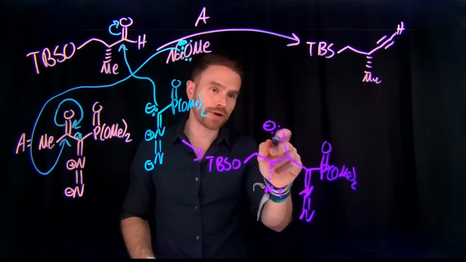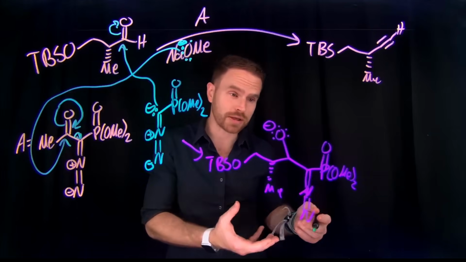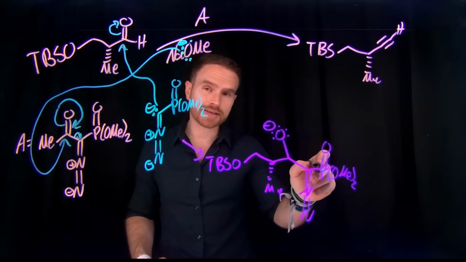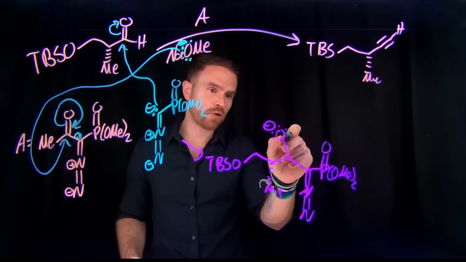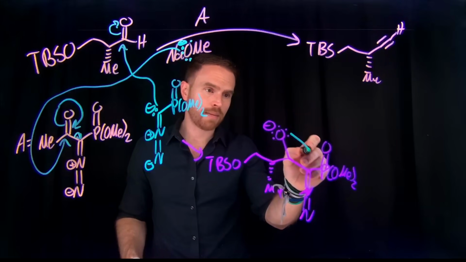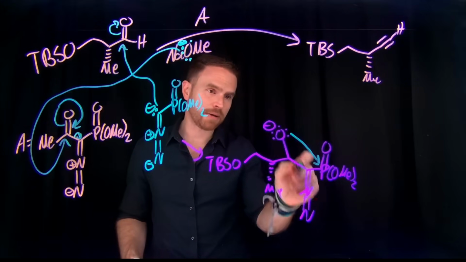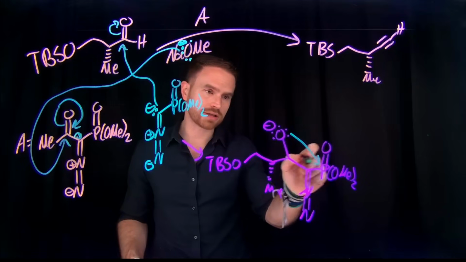And in this case, our negatively charged oxygen will be the nucleophile, and our phosphine oxide is actually going to be the electrophile. So we'll have a coordination event where we'll form this four-membered ring by having an attack happen between these electrons on oxygen to the phosphine oxide.